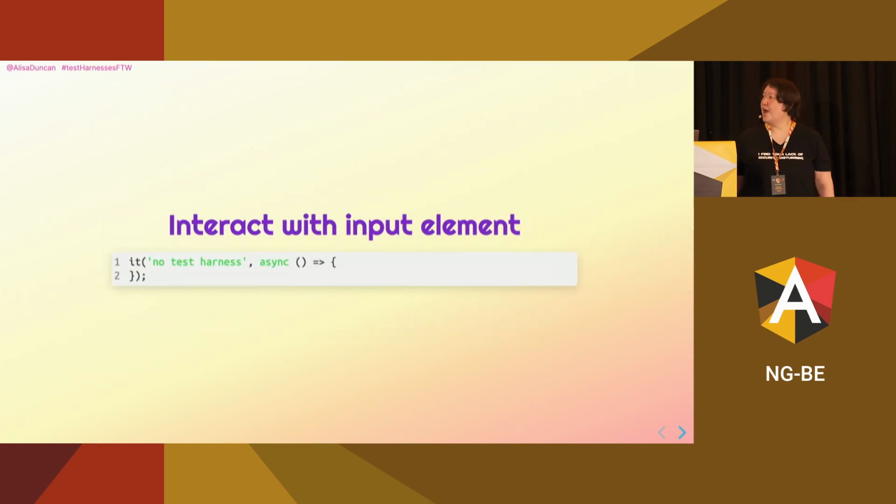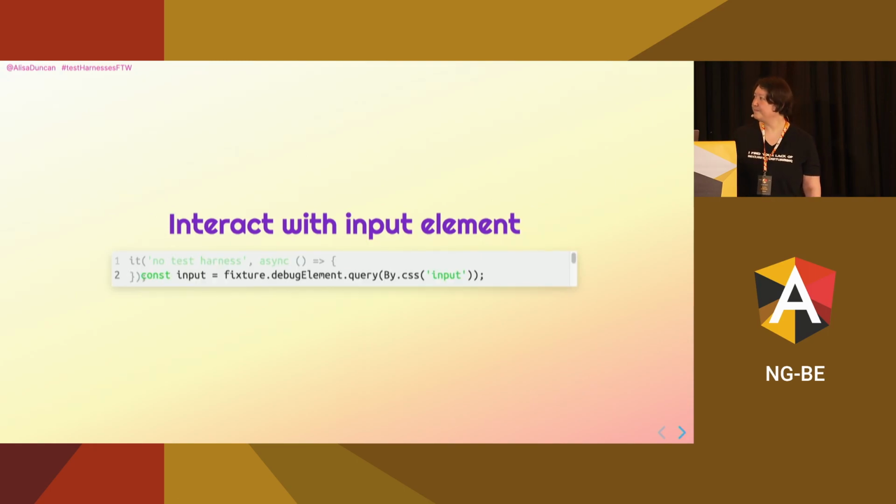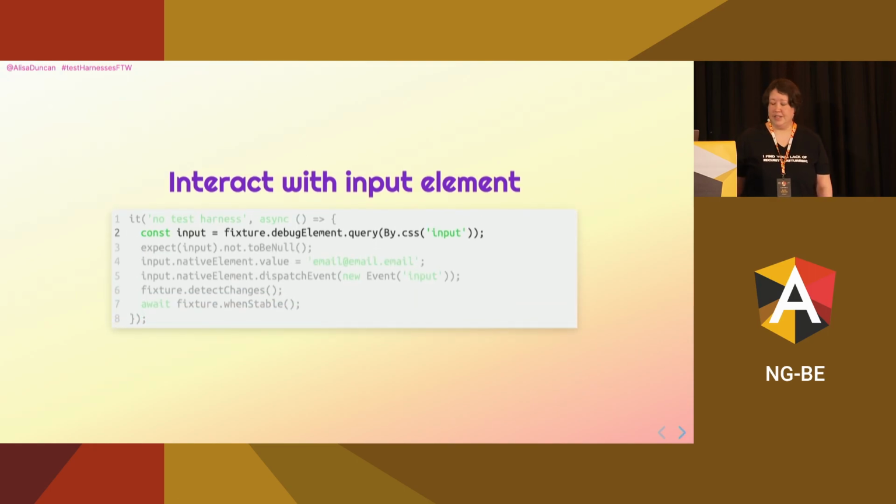So if we first interact with that input element, and we'll do this without any test harnesses, it might look like this. First, you're going to need to get that input element. You'll probably do so by querying by a CSS selector, such as input. You can also use the directive matInput here. It doesn't matter. Once you have that input element, in order to interact with it, you need to access the HTML API, which is available through the nativeElement property.